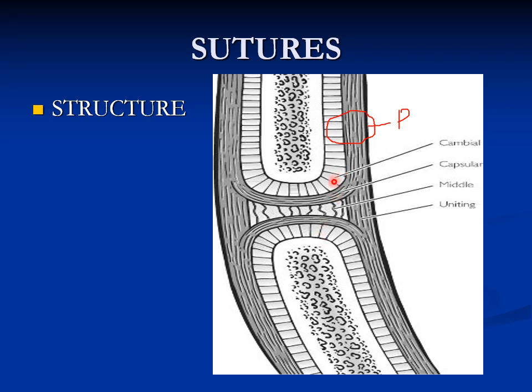So in the sutural component you have to write about all these layers, and this osteogenic layer, remember we label it as the cambial layer, and the outer fibrous layer is the capsular layer. So there is the cambial, capsular layer and the middle layer, then again the capsular and the cambial layer of the other bone. These are periosteal components.